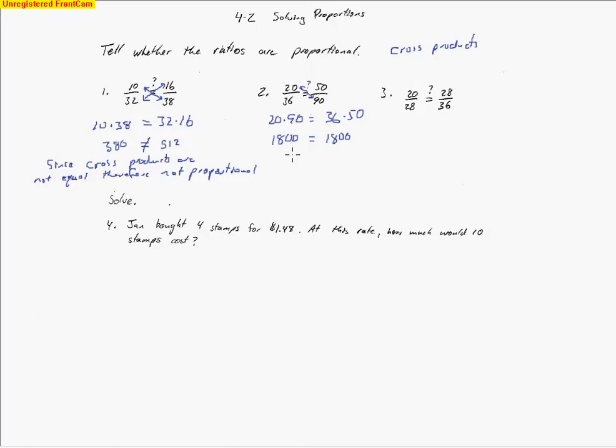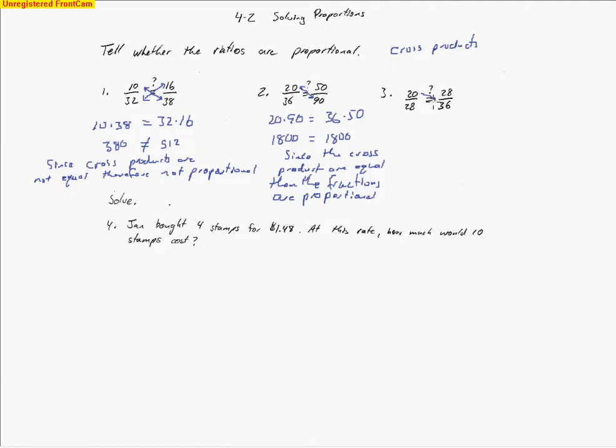So these are proportional. So our little phrase might be, since the cross products are equal, then the fractions are proportional. Well, let's take a look at the last one here.